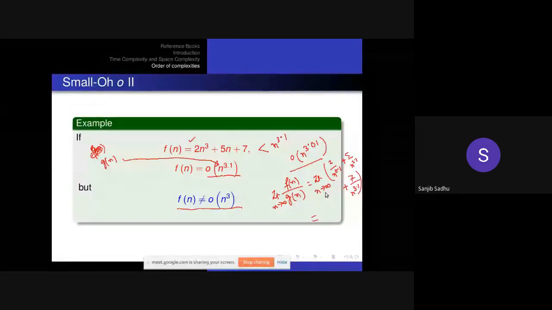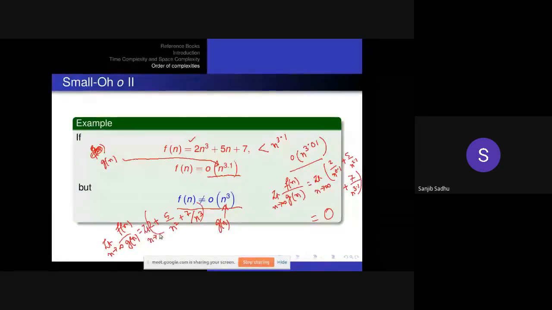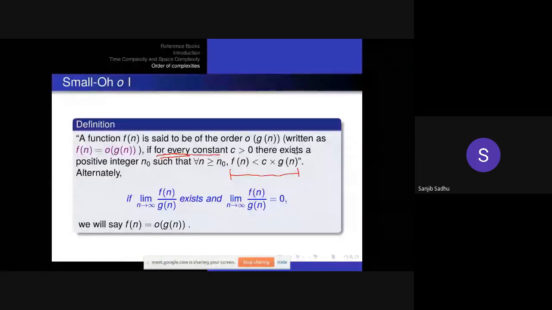What will be the value here? Zero. But if you take g as n cube, then what happens? fn by gn becomes 2 plus 5 by n square plus 7 by n cube. And if you take the limit of it, it will be 2, not equal to 0, but it should be 0. Clear? So this is small o of gn.